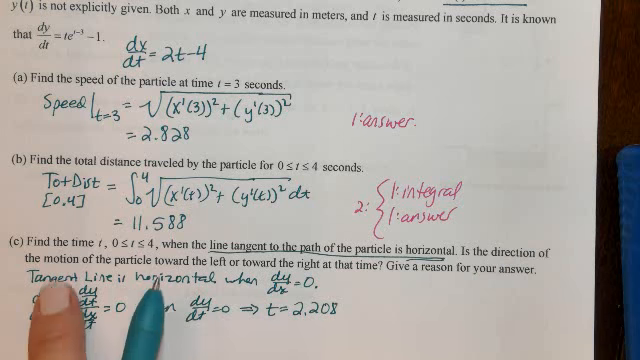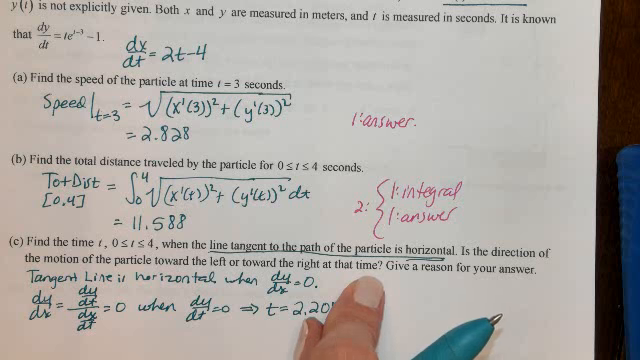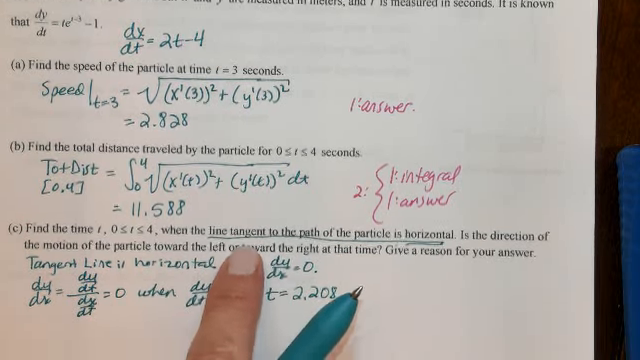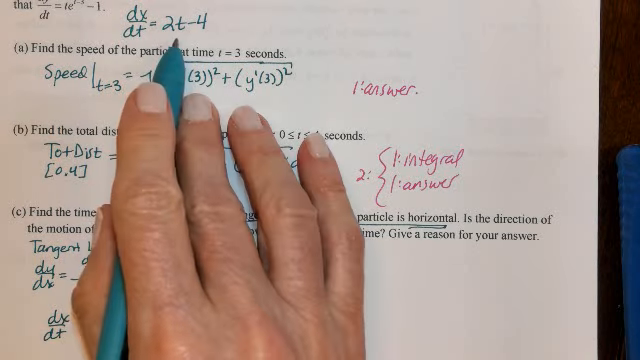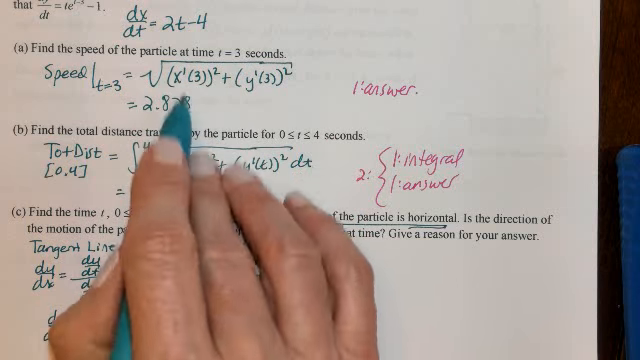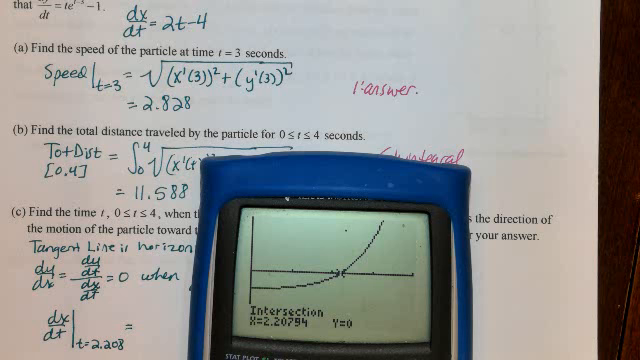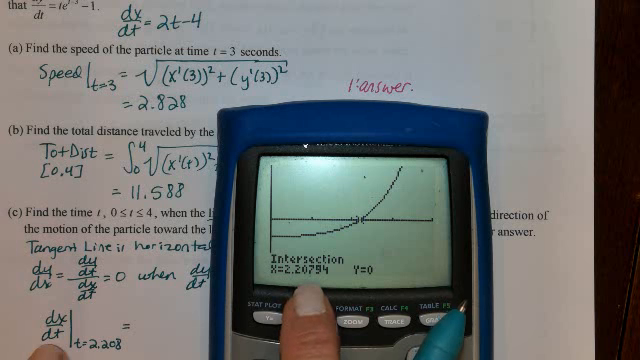Is the direction of the motion of the particle to the left or to the right at that time? Okay, well, direction of the particle horizontally only deals with x prime, right? So dx/dt, which I already told them I knew what that was. I had to tell them that for both of these other parts as well. dx/dt at that time is, okay, let's go find it. So at that time right here, I want to find what dx/dt is.